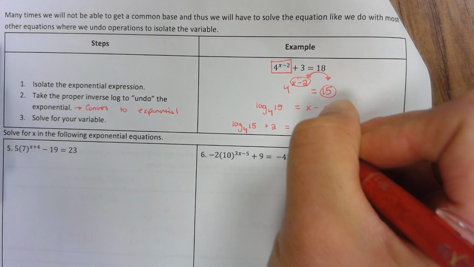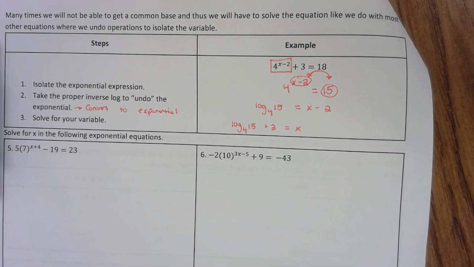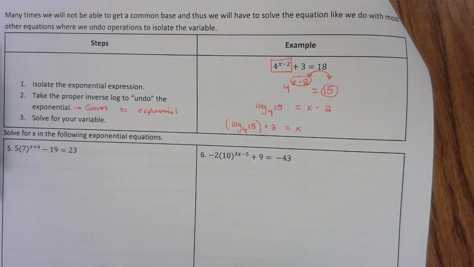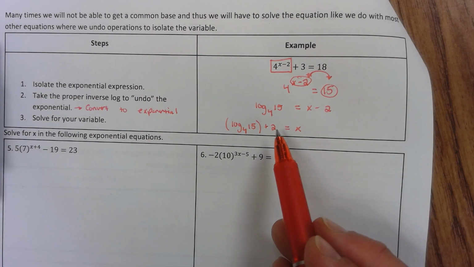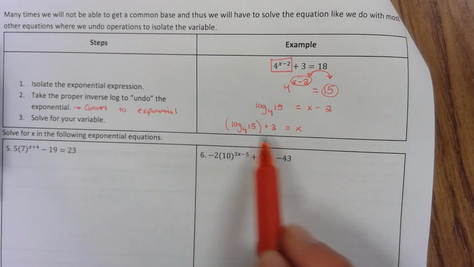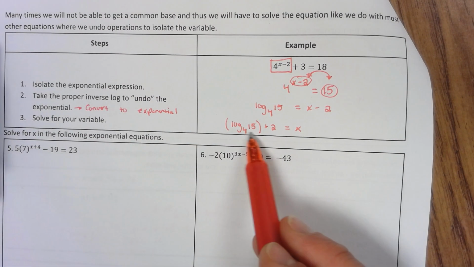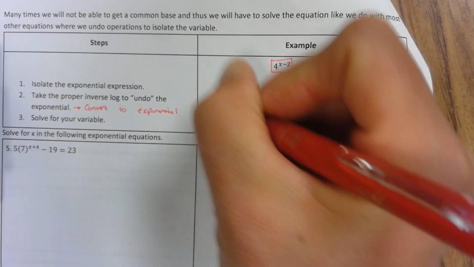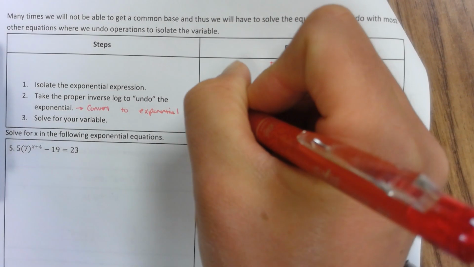And that equals x. Now when I write my answer like this, log base 4 of 15 is its own number. I am not doing log base 4 of 15 and adding 2 to that and taking the log of 17. Those are two very different things. Okay, so keeping the parentheses here is really important. And the reason I have us do this is because this is our exact answer, meaning there's no rounding involved.